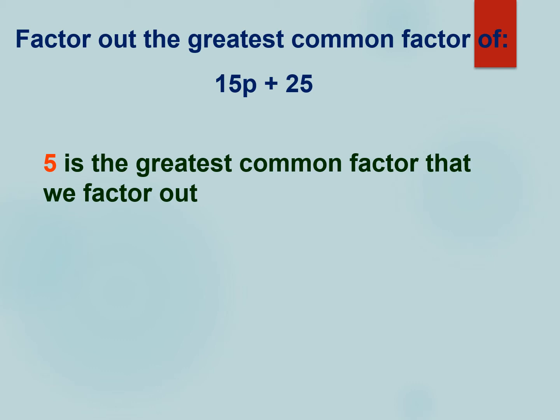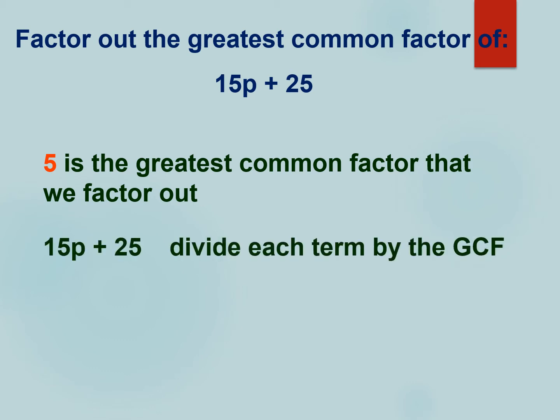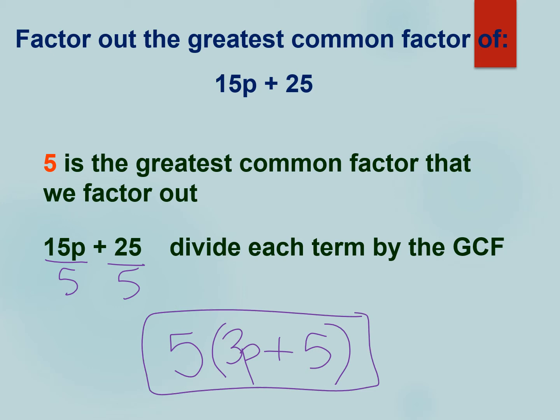Okay, so if I find that that is the GCF, I'm going to take that out. I'm going to divide by that. So each of these terms I'm going to divide by 5. I'm going to put that GCF outside, and then when I divide, I'm going to put what's left in the parentheses there. So 15 divided by 5 is 3, leave the p, we didn't do anything with that, plus, and then 25 divided by 5 is 5. So factoring that 15p plus 25, our answer is 5 times 3p plus 5.